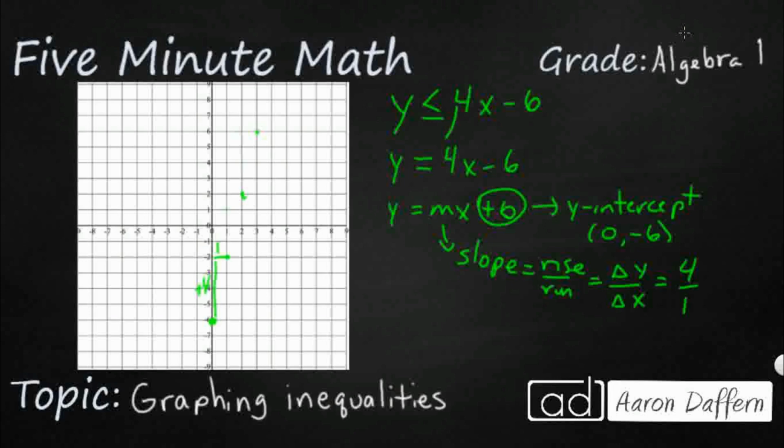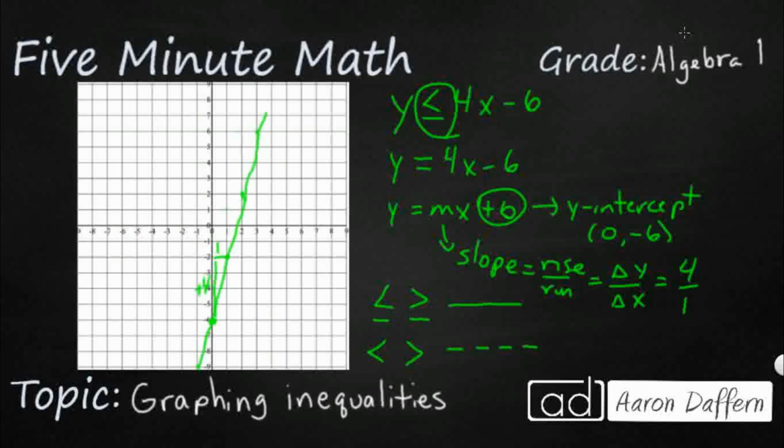Now we need to come back to our inequality here. If you ever get a less than or equal to or a greater than or equal to, you're going to have a solid line. That means that any point that lies on that line is going to be included in our solution set. If you ever have just a less than or a greater than, it's going to be a dashed line. That means you cannot include any point that lies on that line. So we have a solid line here, so let's go ahead and connect these.